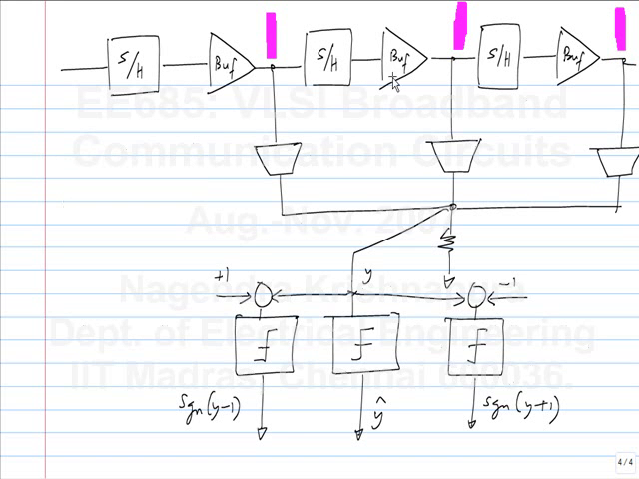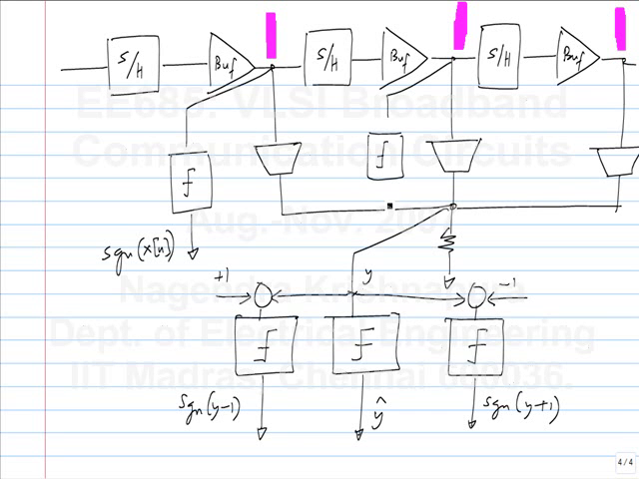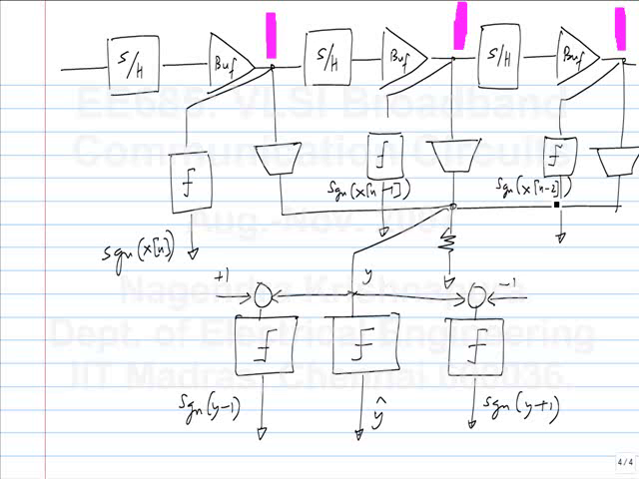So at each of these points I also need a slicer to get the sign of x of n, sign of x of n minus 1, and so on. I need more comparators in order to do this. Then I can take this one and XOR with this to get the coefficient update. And of course all these are clocked comparators.